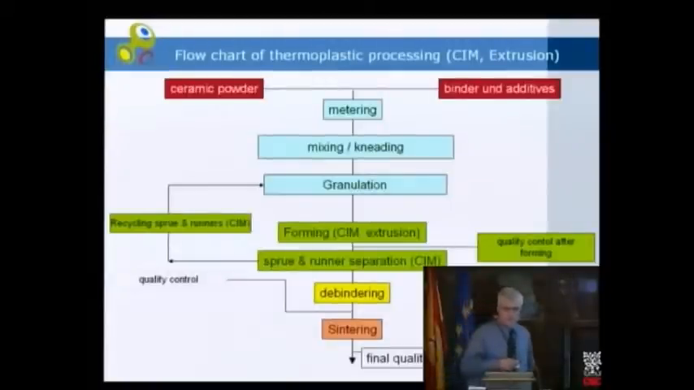If you have a look at the flow chart of thermoplastic processing, it begins as always with ceramic powder, binder and additives. They are metered and mixed and kneaded, very homogeneously kneaded. Then we produce a granulate, and then we can start forming, either injection molding or extrusion. In the case of ceramic injection molding, we separate the sprue and the runner, and then comes the debinding and the sintering. All the material which is separated should be recyclable. In the end, we have the sintering cycle and the final quality control.